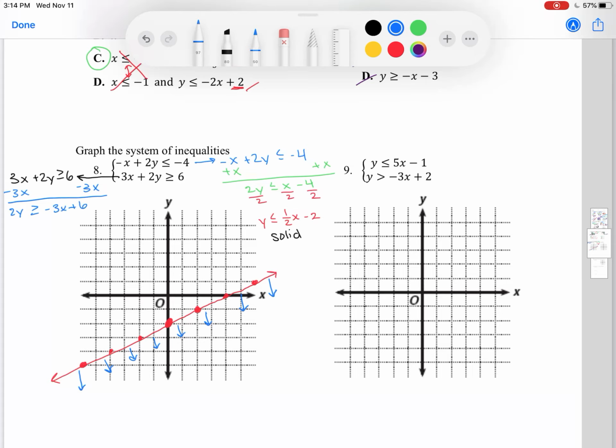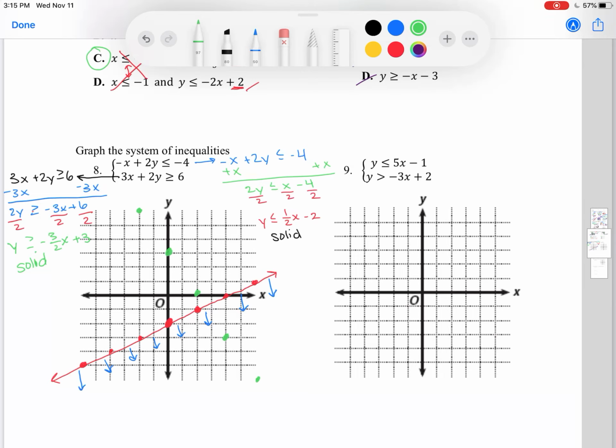And now we get to do the same thing all over again for this second function. 3x plus 2y is greater than or equal to 6. Subtract a 3x to both sides. We get 2y is greater than or equal to negative 3x plus 6. Divide both sides by 2. And that gives me y is greater than or equal to negative 3 over 2x plus 3.